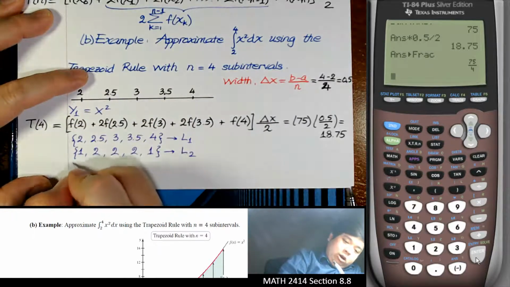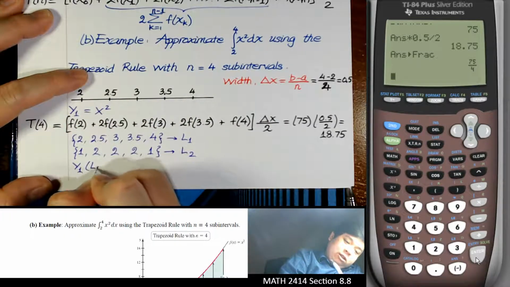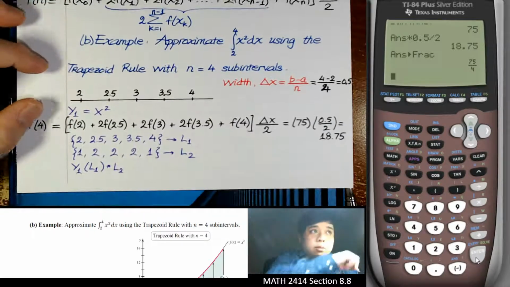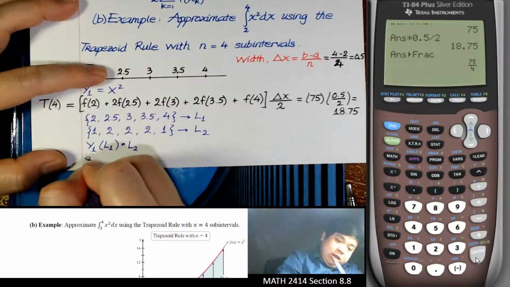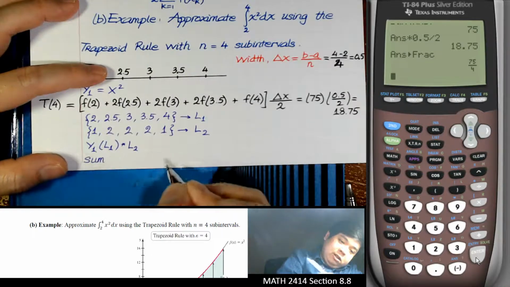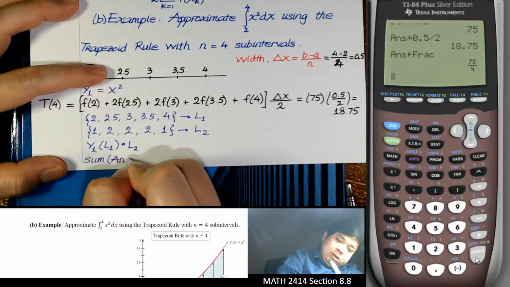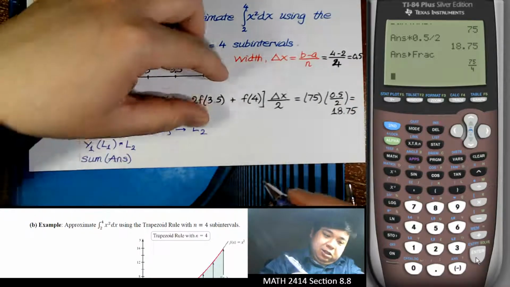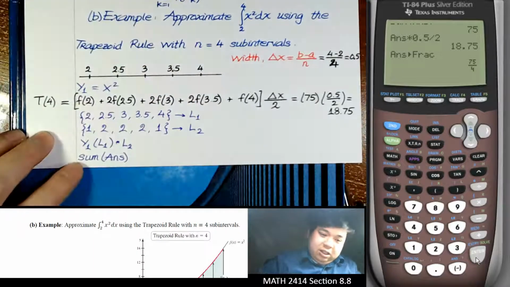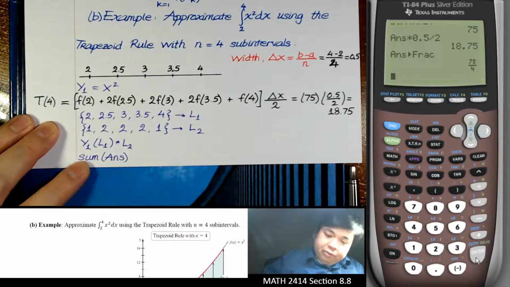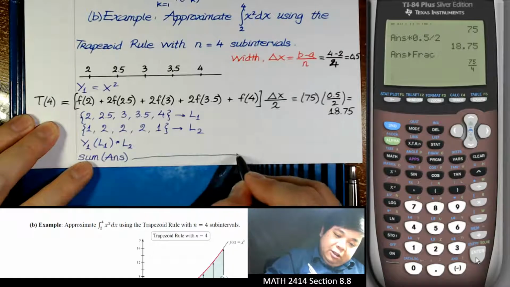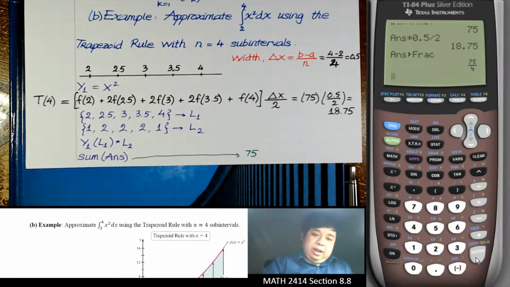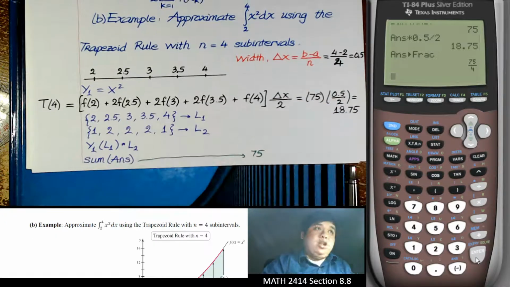What we do next is y1 of list 1 times list 2. And then finally we take the summation of that. When we do that, we have 75. And take 75 times delta x divided by 2. And that's what we have.